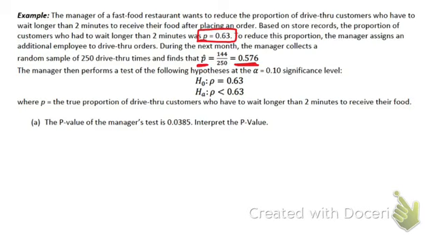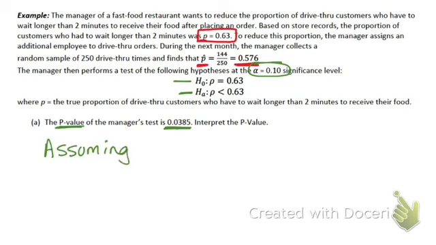All right, we have alpha, a significance level of 0.1. Our null hypothesis is that the true proportion continues to be the status quo. The alternative is that the true proportion is less than 63%, and therefore, they did good. The p-value is 0.0385. We need to interpret this.